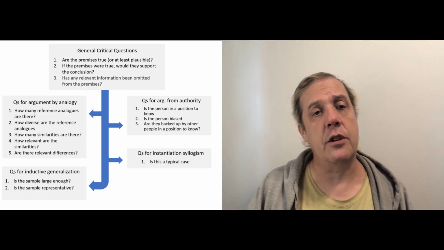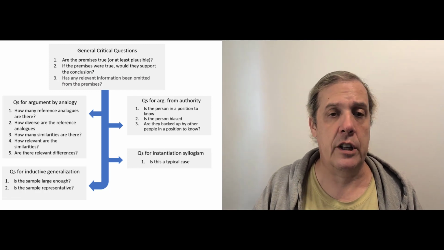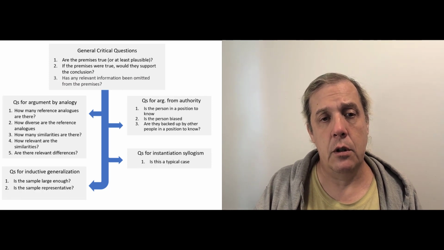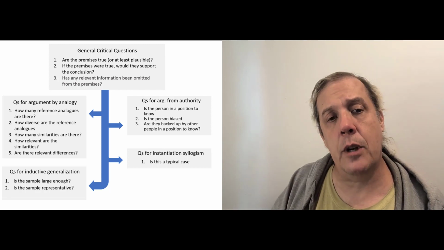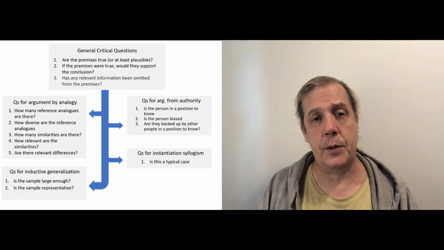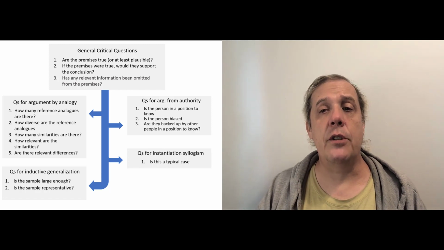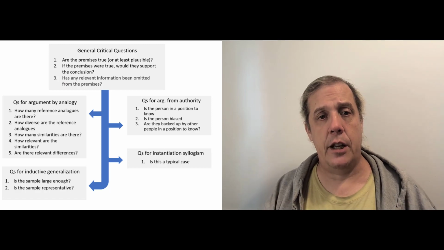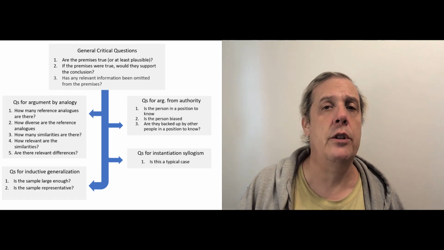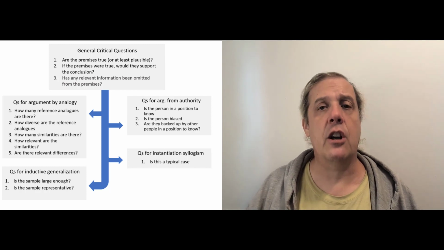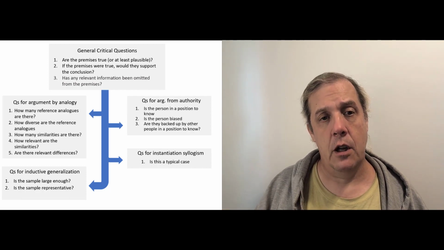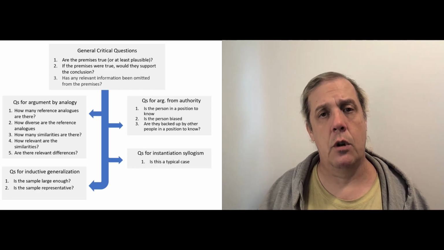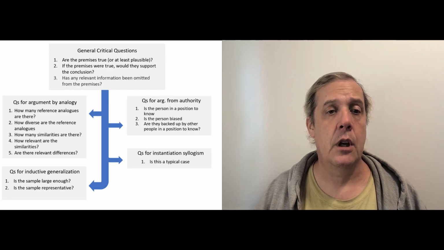So the general critical questions are: are the premises true, or at least plausible? And if the premises were true, would they support the conclusion? And has any relevant information been omitted from the premises? Right? And so these are things you can always ask. And the important distinction that's being made here in the first two questions is the difference between the truth of the premises and the quality of the inference, right? So in the second question, you're being hypothetical. If the premises were true, what would they say about the conclusion?